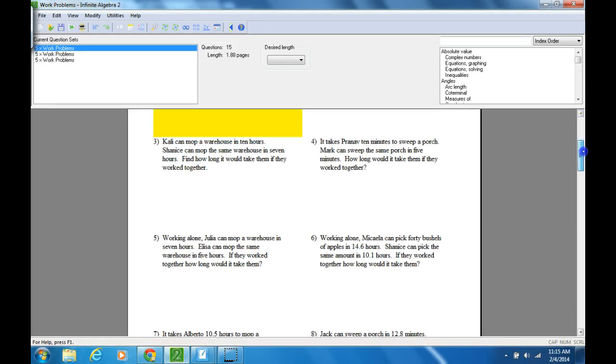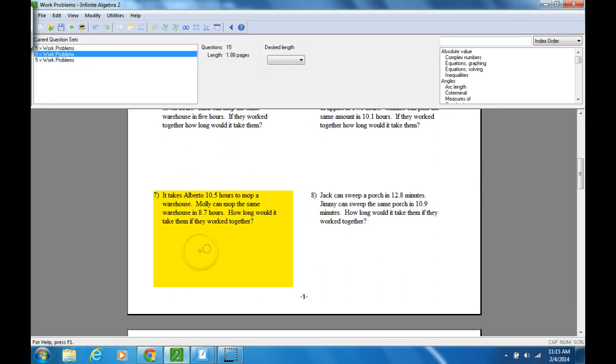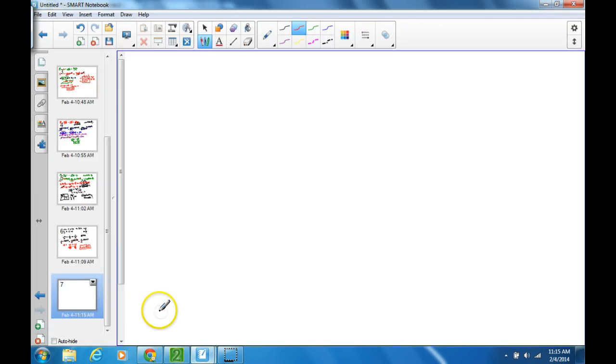Number 7 says it takes Alberto 10.5 hours to mop a warehouse, and Molly can mop the same warehouse in 8.7 hours. How long would it take them if they worked together? So it's the same process. So Alberto, if he did it in 1 hour, what's his rate? 1 over 10.5.